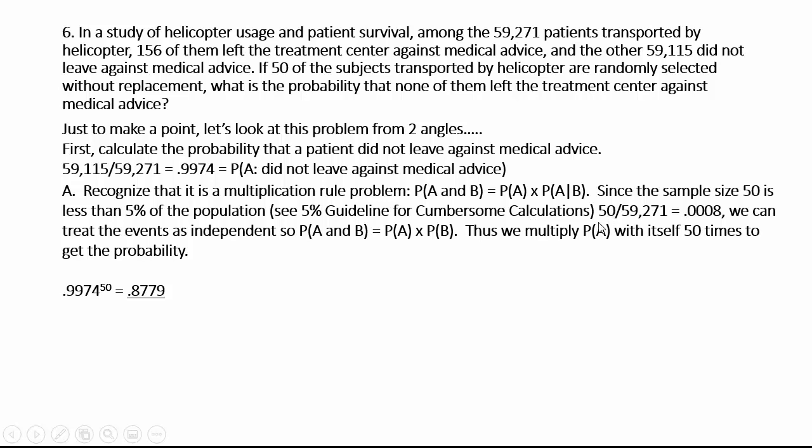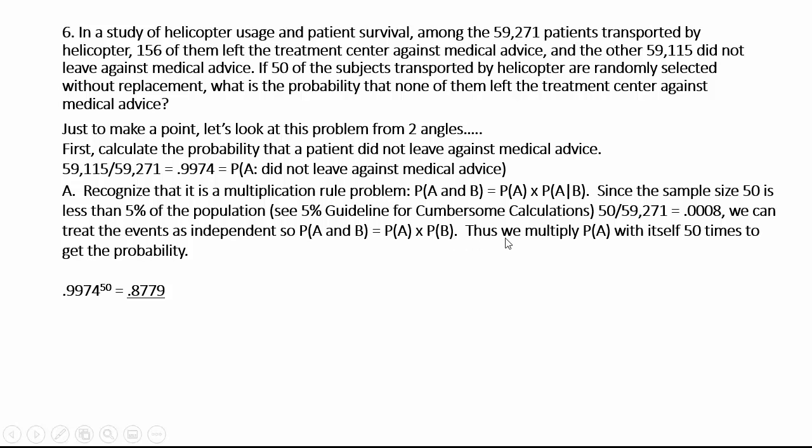And I calculated that out just so you know. It's 0.008, which is much less than 0.05. Okay, so we're going to treat these events as independent. So when we look at that multiplication rule, the probability of A and B can be equal to just the probability of A times the probability of B, rather than the probability of A given B.